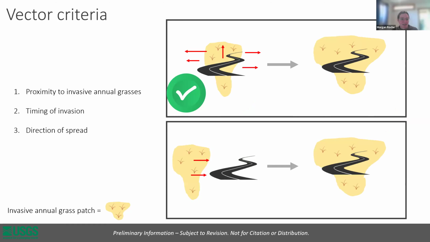Our last criteria, at least for now, is direction of spread. So we expect features that act like vectors to have invasive annual grasses spreading from them or spreading along them, while features that aren't acting like vectors may have invasive cover, but that invasion is not originating from the feature. And throughout the talk, I'm picking on roads, but just because they're easy to draw. So don't take that as roads being our vectors specifically.